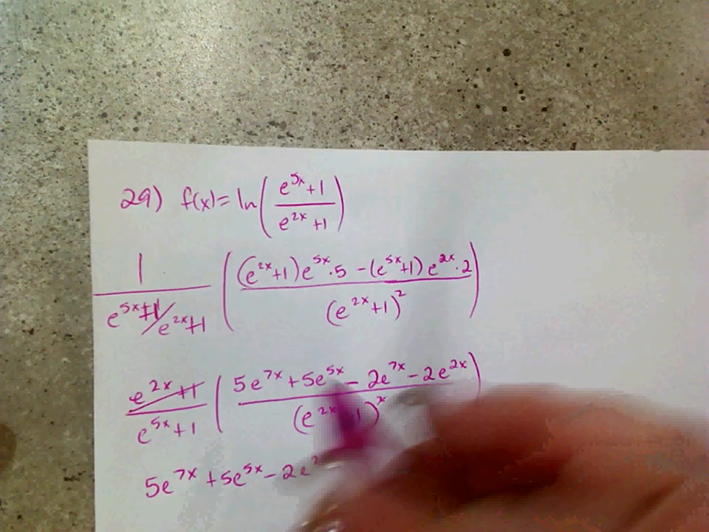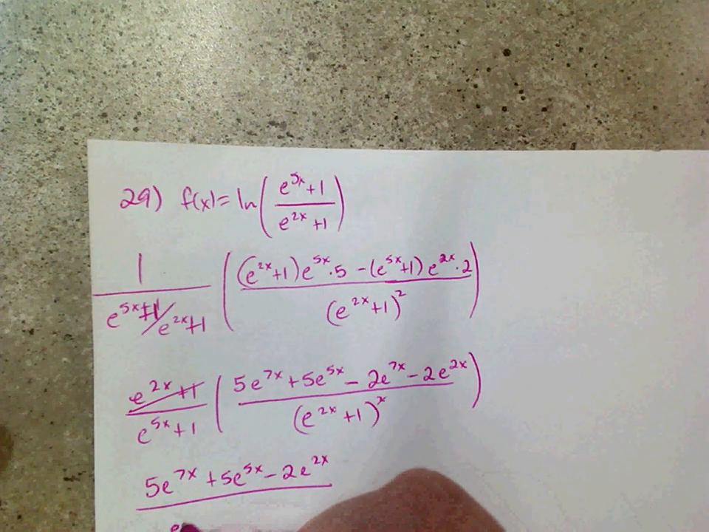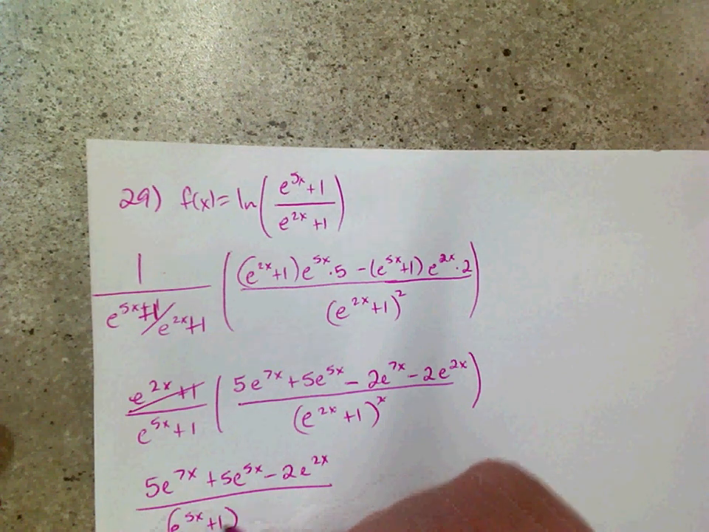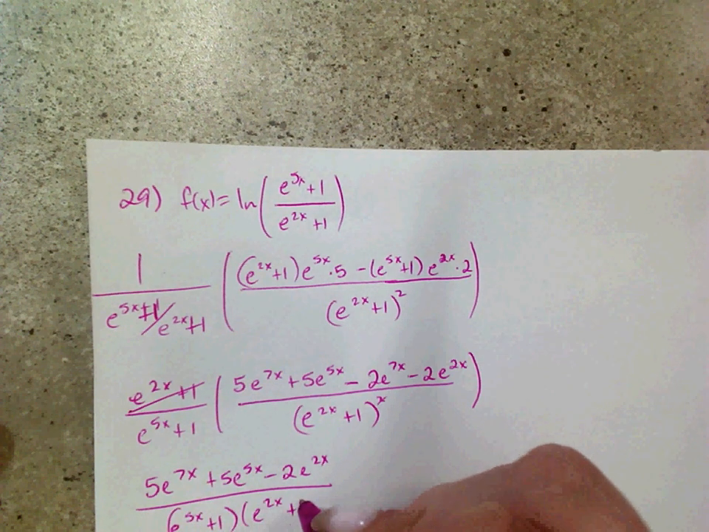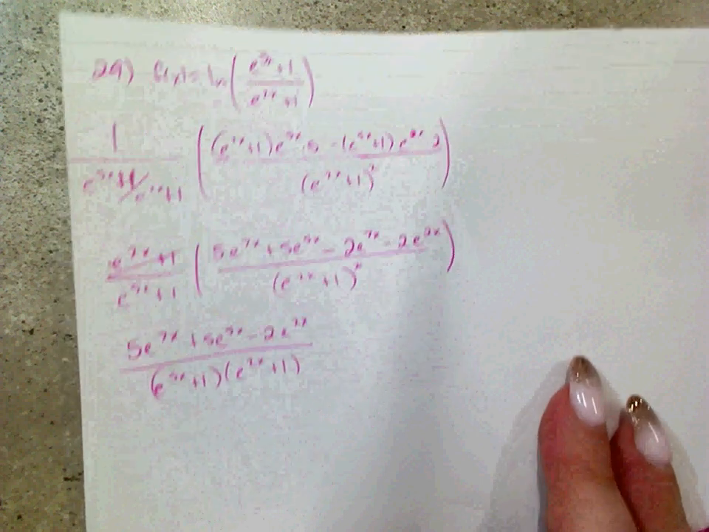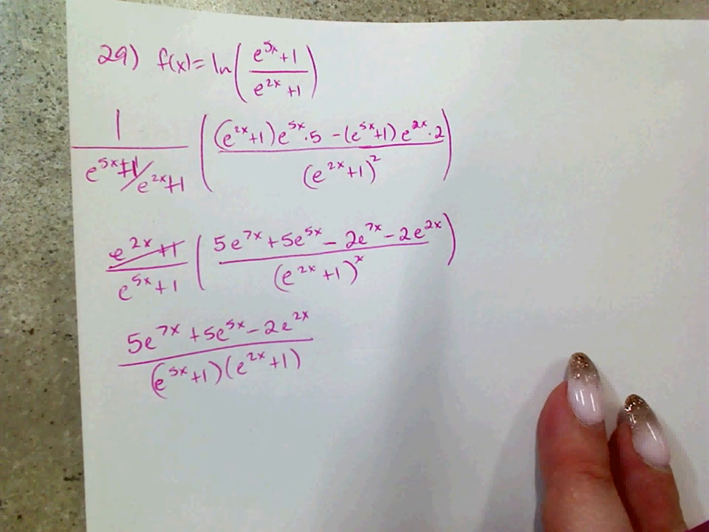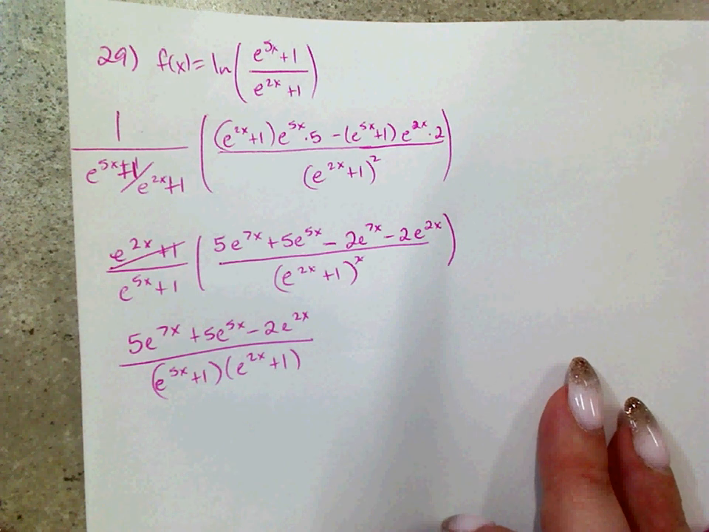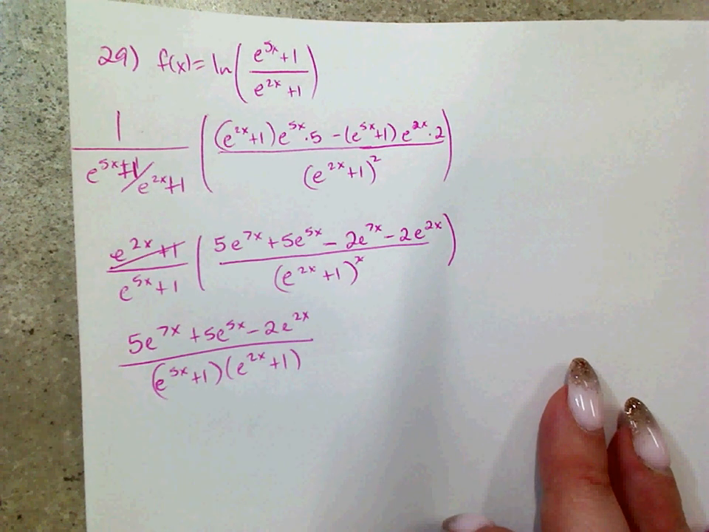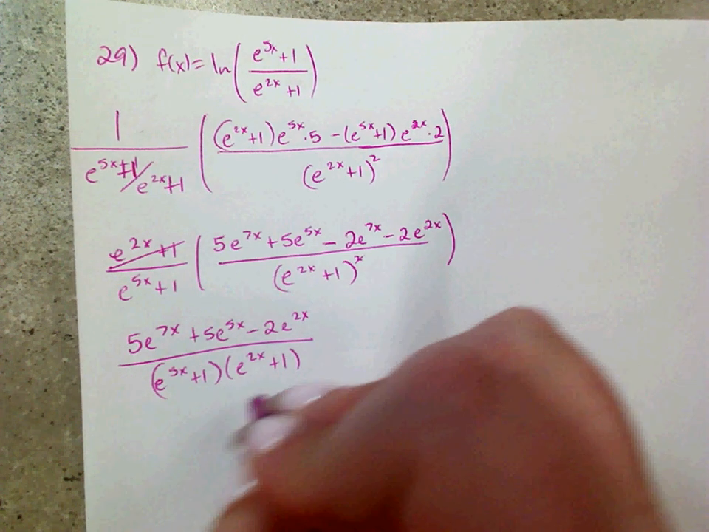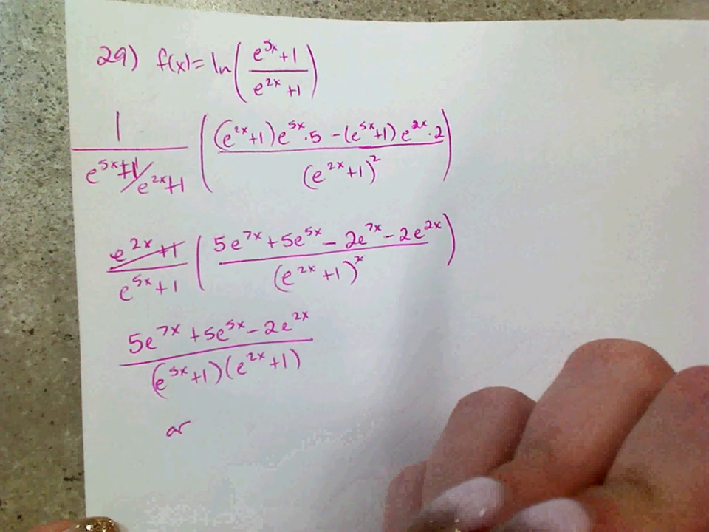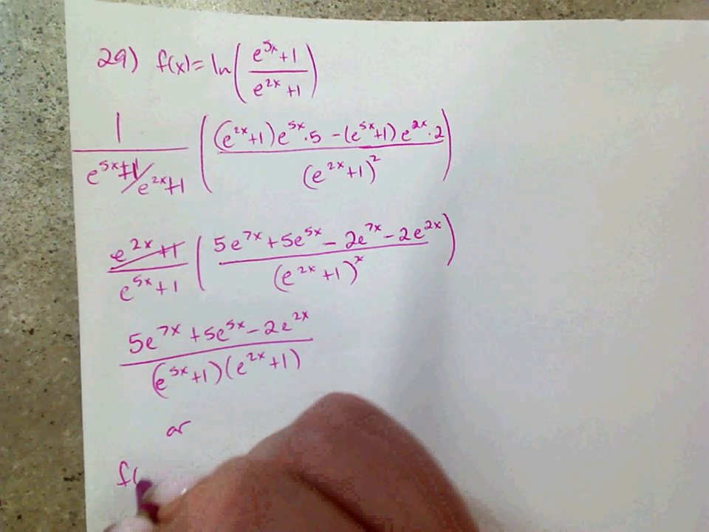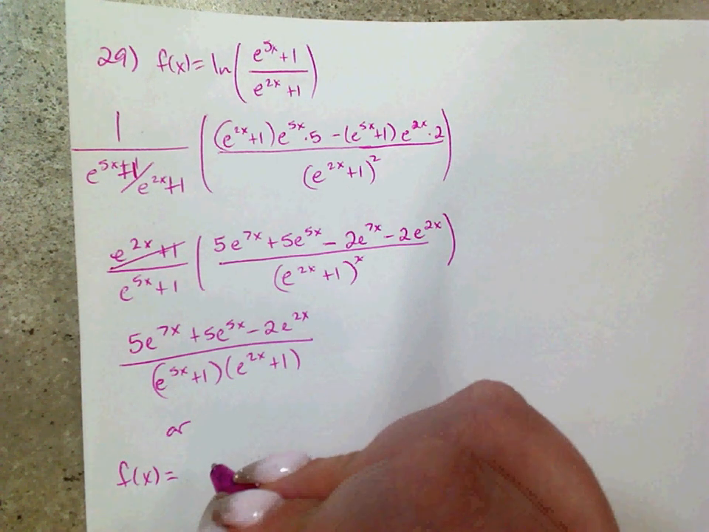We could still do some more distributing. We could factor out an e to the 2x from the top. Here's the other option. We can use log properties. So f of x equals the natural log of a quotient is the same thing as natural log of the numerator minus natural log of the denominator.